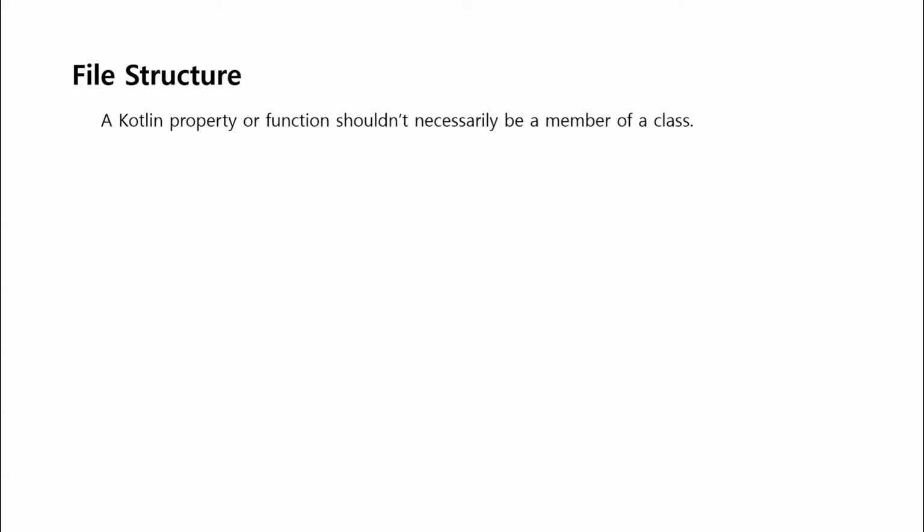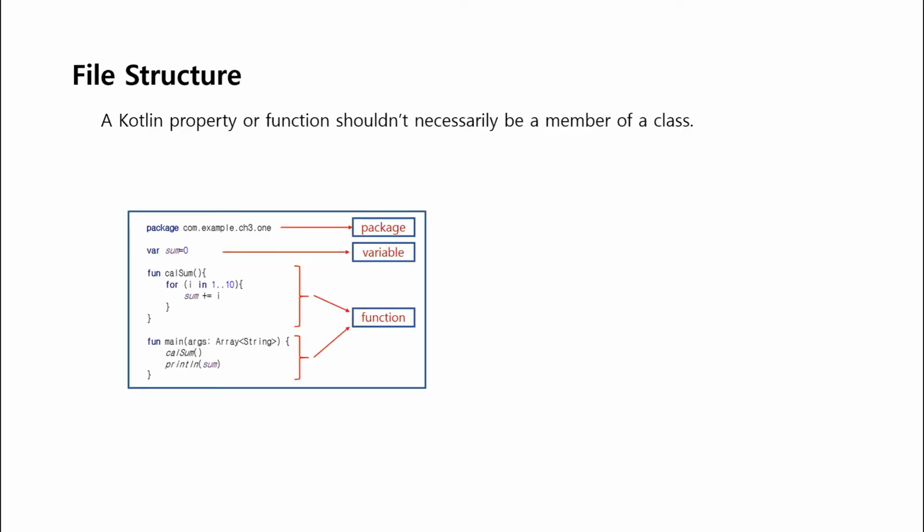In Kotlin, properties and functions are not necessarily a member of a class. What I mean by that is, as you can see in the picture here, there are a package, one property, and two functions. But where's the class? There's no class here. It must look quite odd for Java programmers, and Java will give you an error. It's because in Java, all variables and methods should be surrounded by a class.